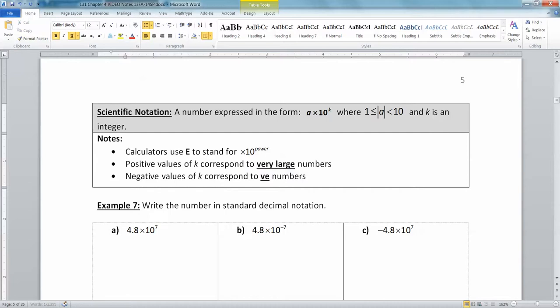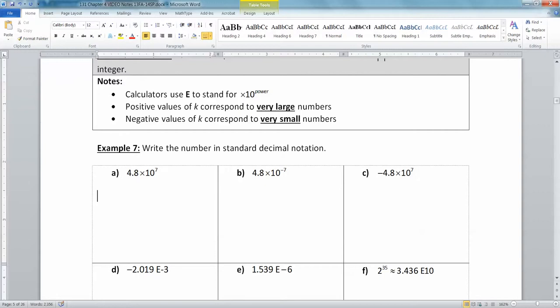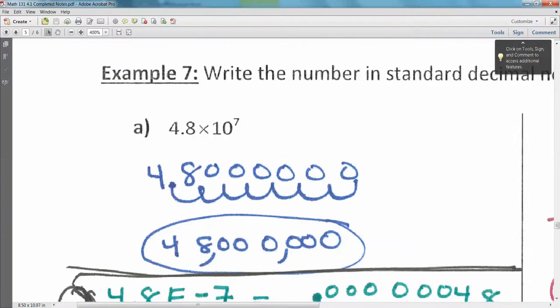So let's look at this one, 4.8 times 10 to the seventh. Okay, so you can see the decimal point is there between the 4 and the 8. And I need to move it 7 spots to the right because I need to make a very large number. So hold on. There we go. I have it written by hand here. So you can see the decimal point's here between the 4 and the 8. And I'm going to move it 7 swoops to the right.